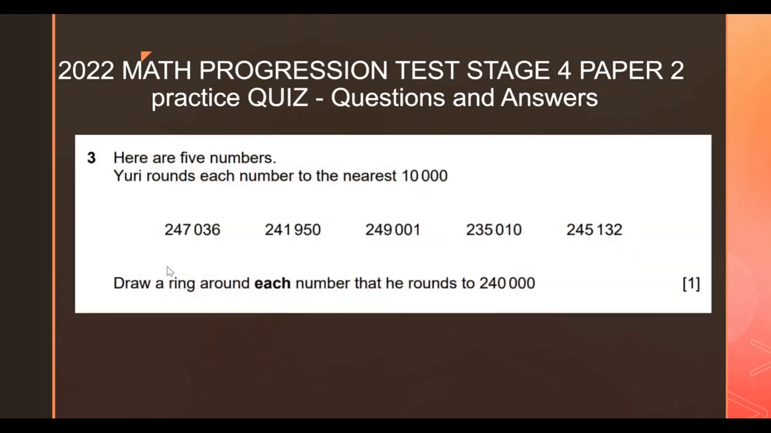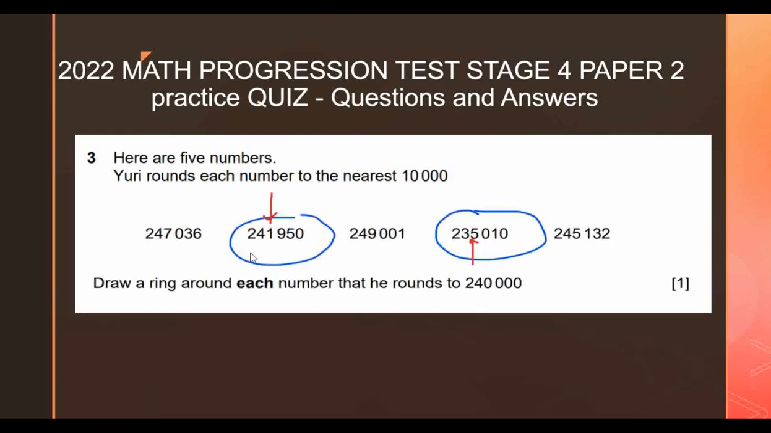Here are 5 numbers. Yuri rounds each number to the nearest 10,000. Draw a ring around each number that he rounds to 240,000. 10, 9, 8, 7, 6, 5, 4, 3, 2, 1, 0. If you have not finished, you may pause this video. Now let's see the answer.